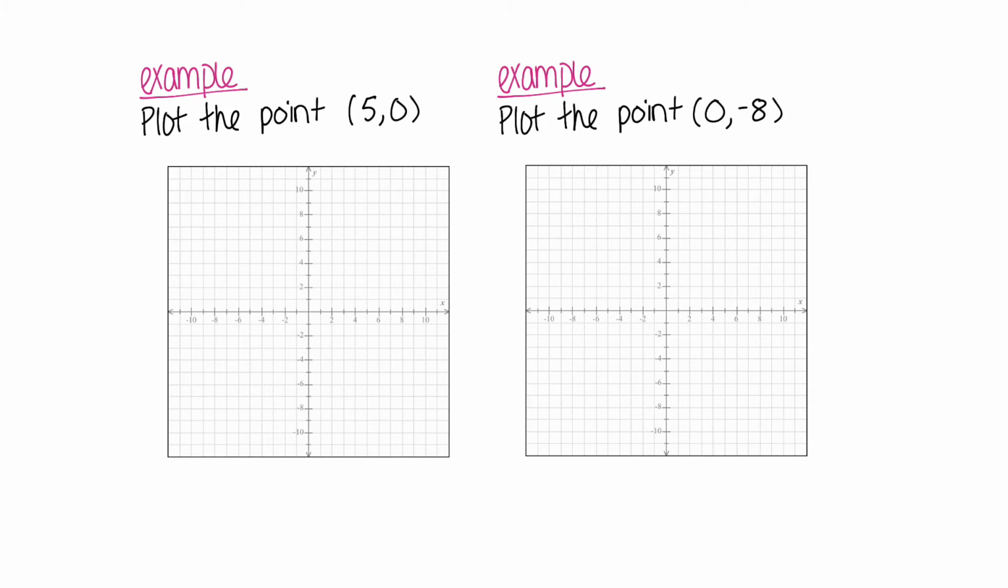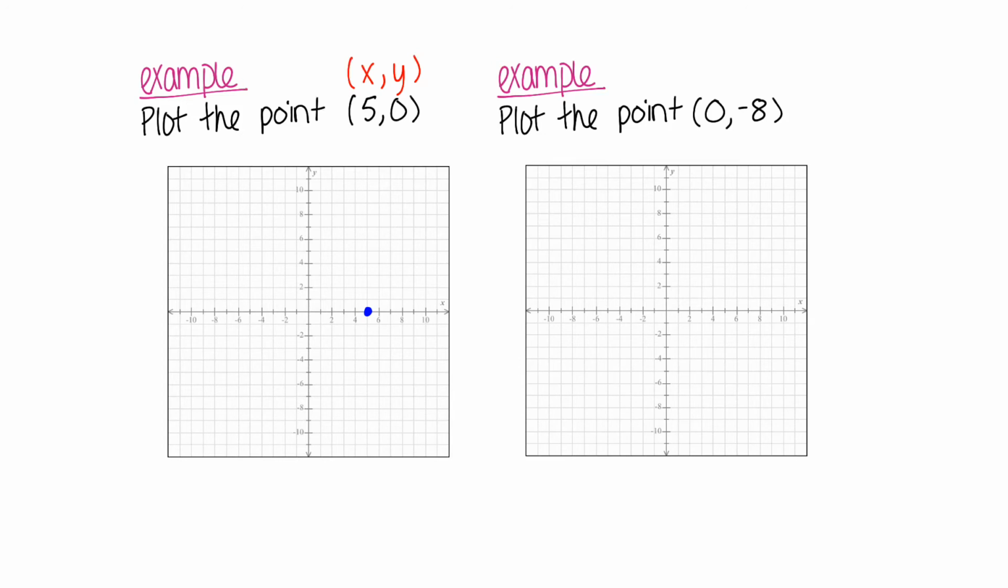So plot the point 5, 0. Same idea, it's always x then y, you don't have to worry about that changing. So it says to go over to 5 on the x-axis, so here's the x-axis, over to 5, right here. But the y part is 0, which means you're not going up or down, you're just going to stay where you are. All you have to do is plot the point on the x-axis, and there it is.